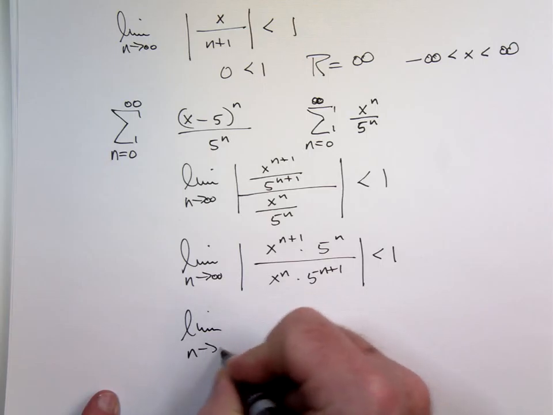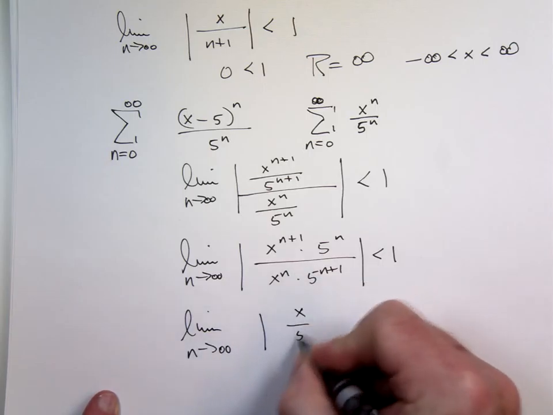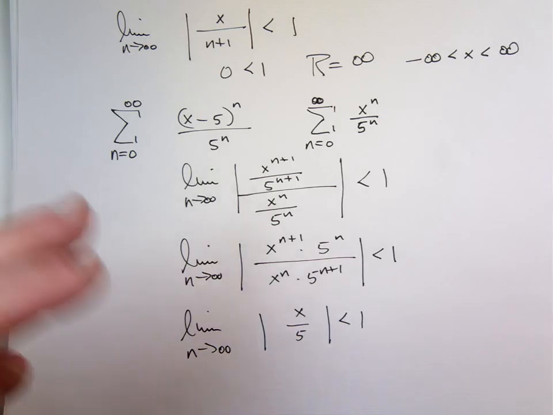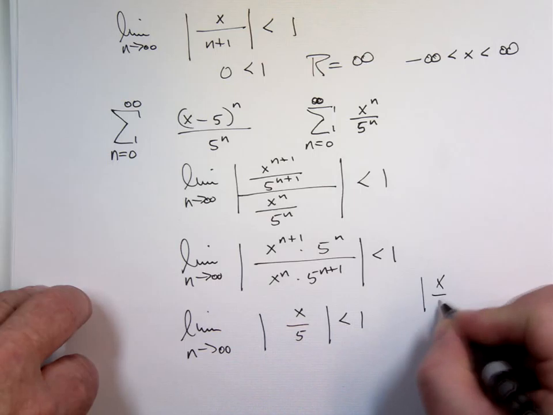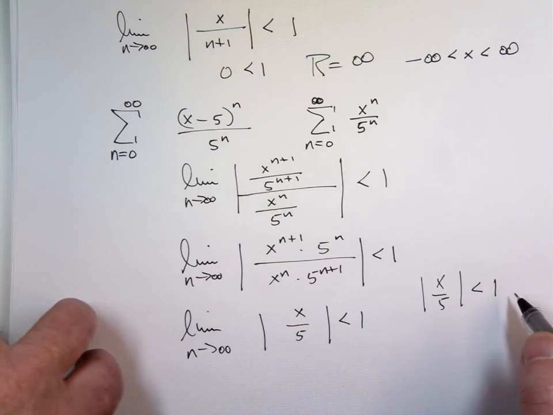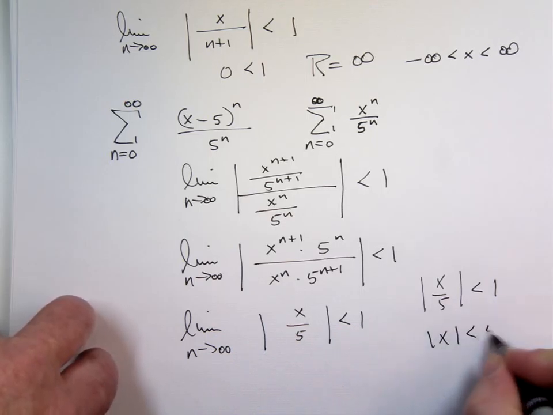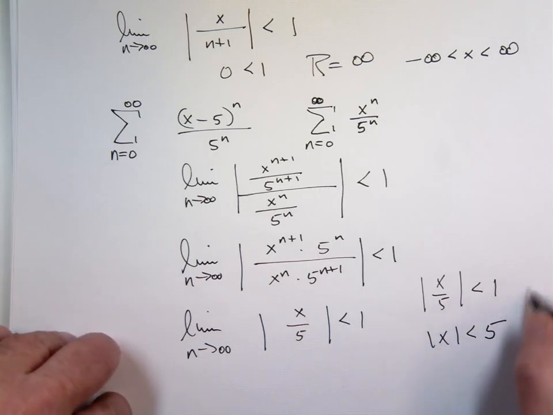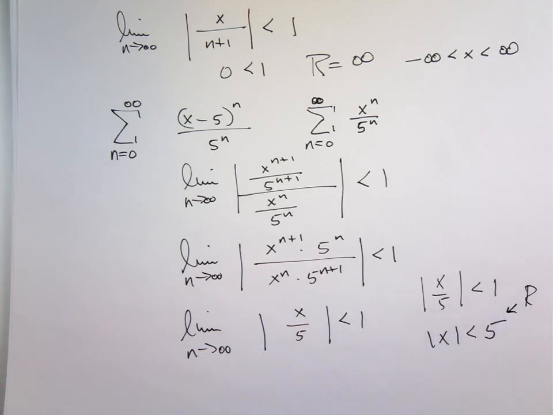We have an x over 5. There are no n's in there. They all went away. As n goes to infinity, this limit is x over 5. So we end up with the absolute value of x over 5 is less than 1. Now multiply both sides by 5 to get the absolute value of x is less than 5. This is R, the radius of convergence. That's what I'm asking you for. Done with that problem. Radius of convergence is 5.